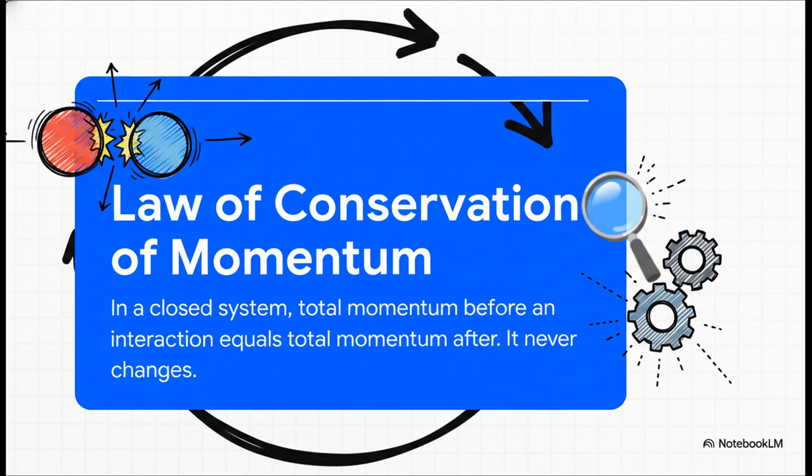It's our superstar. So what does it actually say? Well, in a nutshell, if you have a closed system, meaning no sneaky outside forces are messing with it, the total amount of motion before something happens is exactly the same as the total amount of motion after it happens. It just doesn't change. Yeah, momentum can get passed around between objects, but the grand total stays constant. And this single idea is the master key we're going to use to solve this problem.